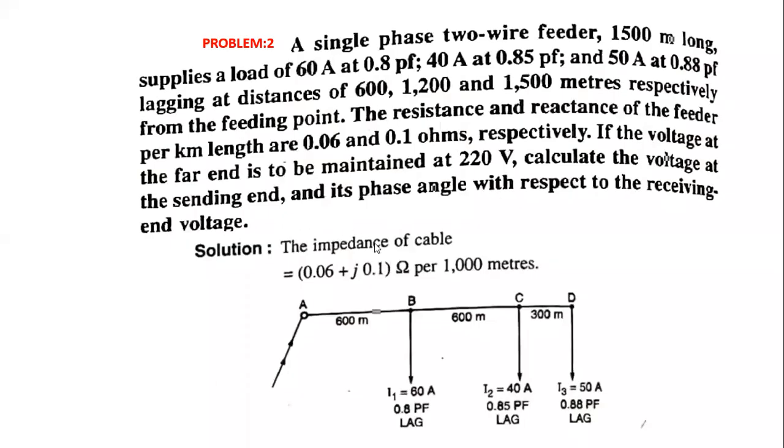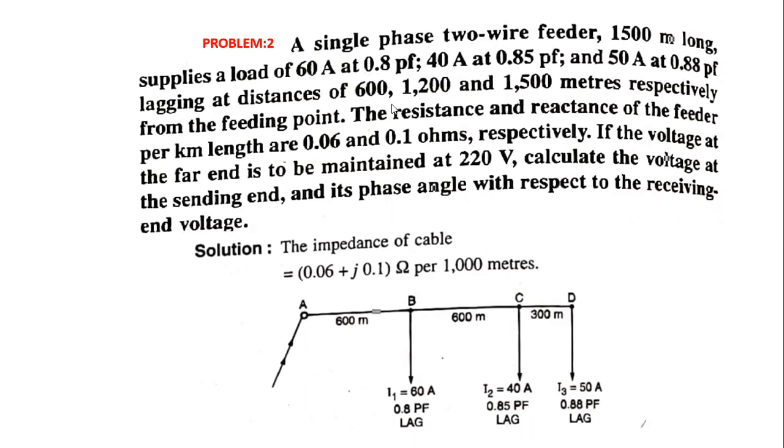Next, coming to the second problem. A single phase, two-wire feeder, 1500 meters long, supplies a load of 60 amperes at 0.8 power factor, 40 amperes at 0.85 power factor, and 50 amperes at 0.88 power factor, lagging.